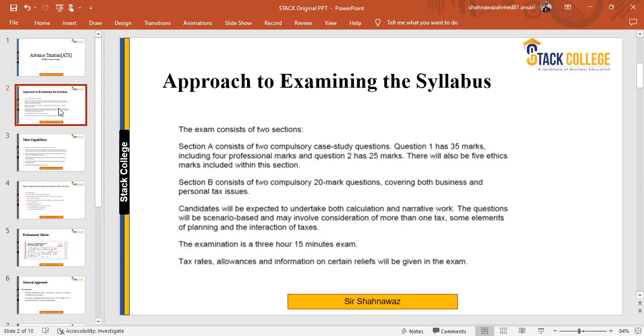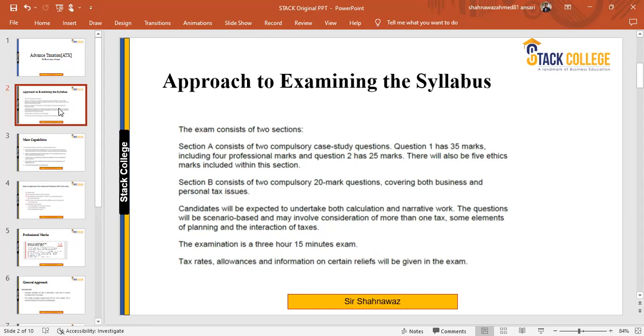But those who are coming from the exemption route or have attempted that paper like 2 years back, and have no knowledge about the previous examination, don't bother about that. We'll start from scratch. We'll discuss each and everything from the start. So let's assume that you don't have any prior knowledge about the tax exam. Still, you will be comfortable in this paper.